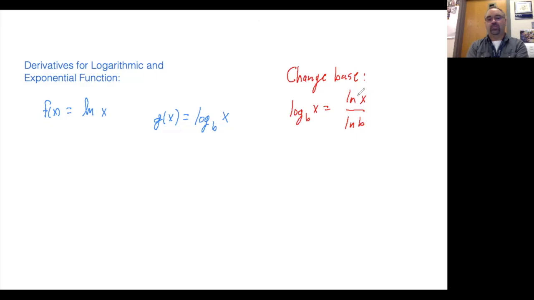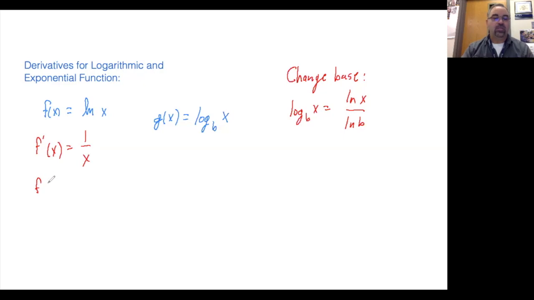Basically just change the base back to natural log, because then you only need to worry about one rule. If f of x is natural log of x, then f prime of x we know is 1 over x. And if it's not just x, now we have to consider the chain rule, because we know the chain rule exists.